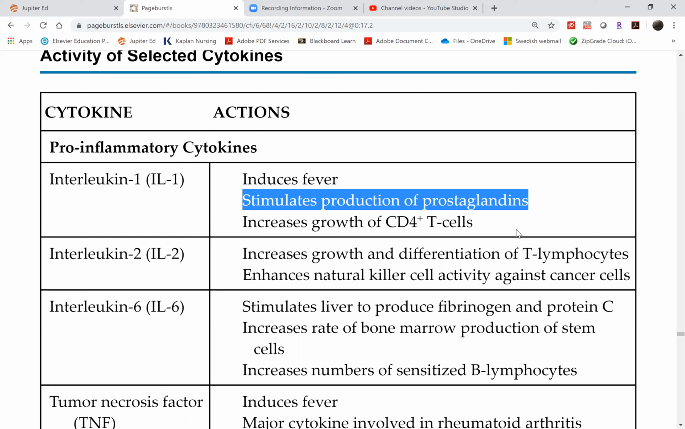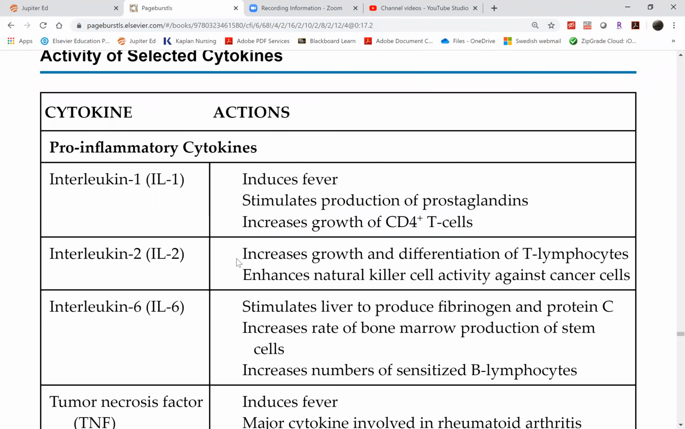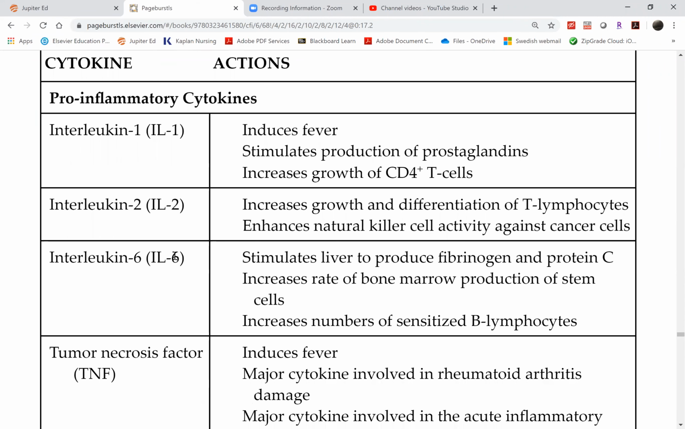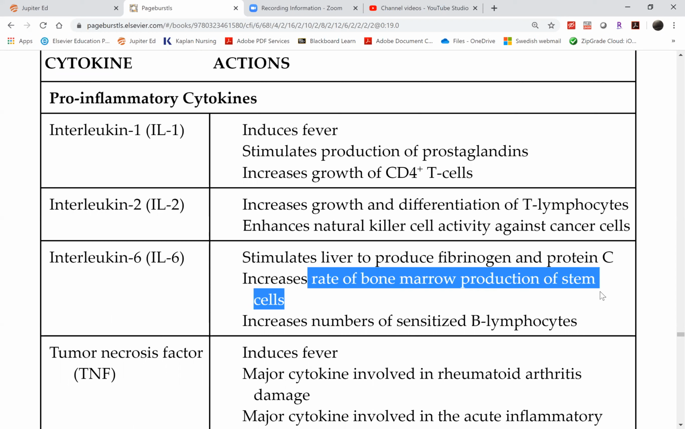and increases the growth of CD4 plus cells. Interleukin 2 stimulates T lymphocytes and enhances natural killer cells against cancer cells because our immune system also fights cancer. And then interleukin 6 stimulates the liver, so this has something to do with blood clotting. And on top of that, increases bone marrow production of stem cells, therefore, it increases the production of white blood cells and increases the numbers of B lymphocytes.